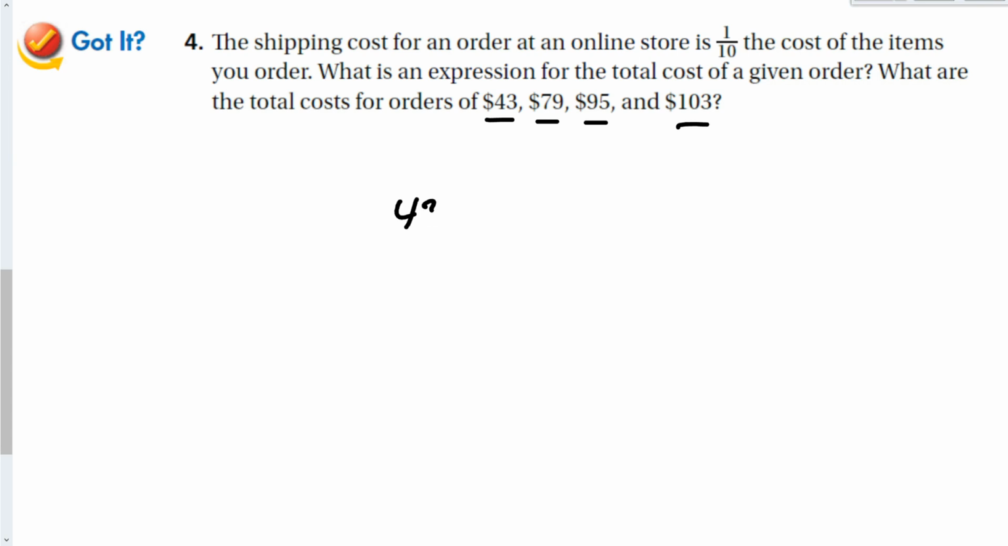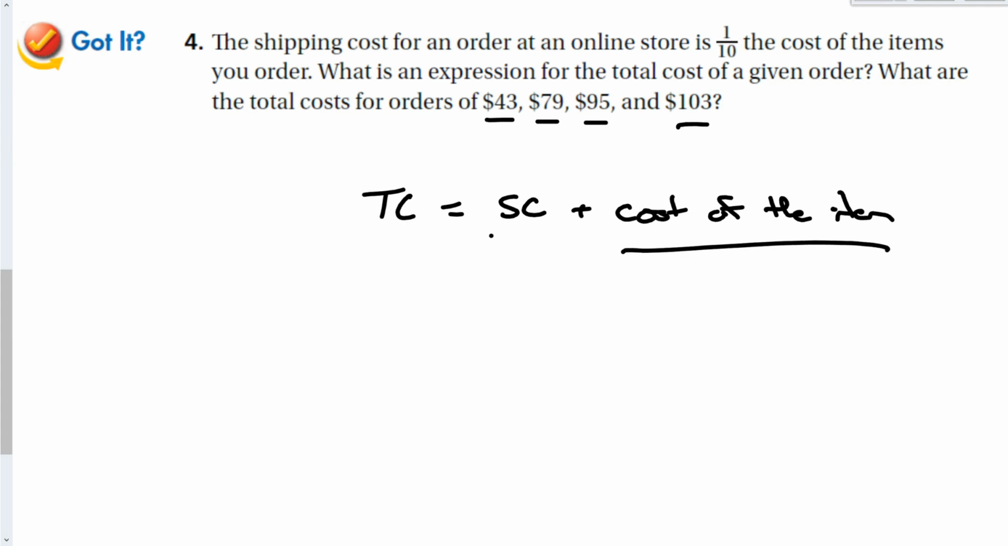So we're going to take 43. We're going to take, sorry about this, the total cost is going to be the shipping cost plus the cost of the item. So a little different than the last problem, which kind of makes sense. So when you buy something, you got to buy the thing and you got to pay to ship it. So that is going to be your total cost. Okay, so now that we have our formula, which was the hardest part of this problem, we can actually solve for all these different things.